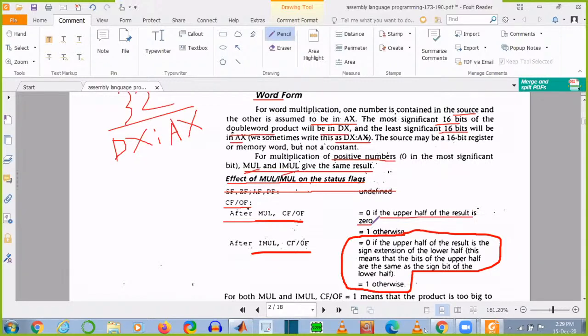After the multiplication operation, the value of CF and OF will be 0 if the upper half of the result is 0. What does that mean? Do you understand that?